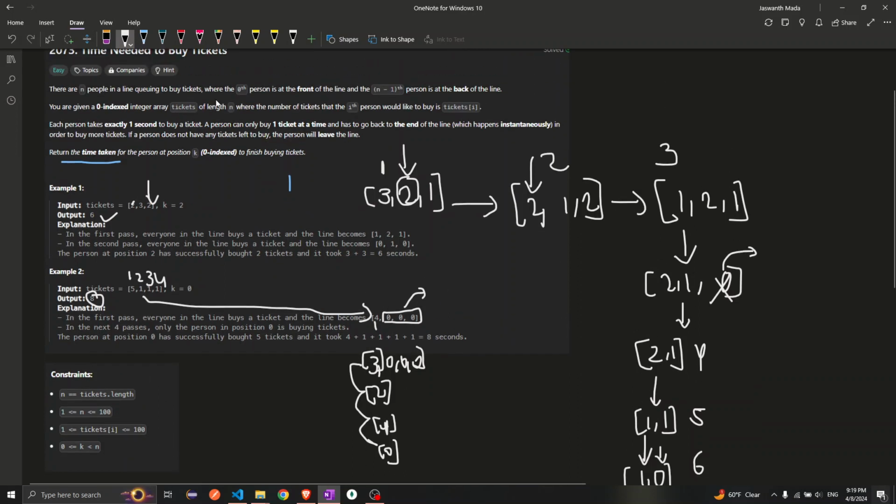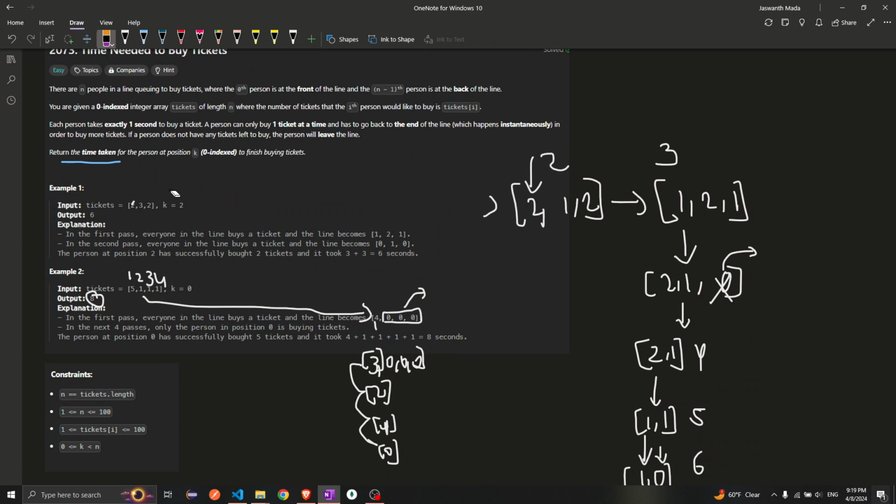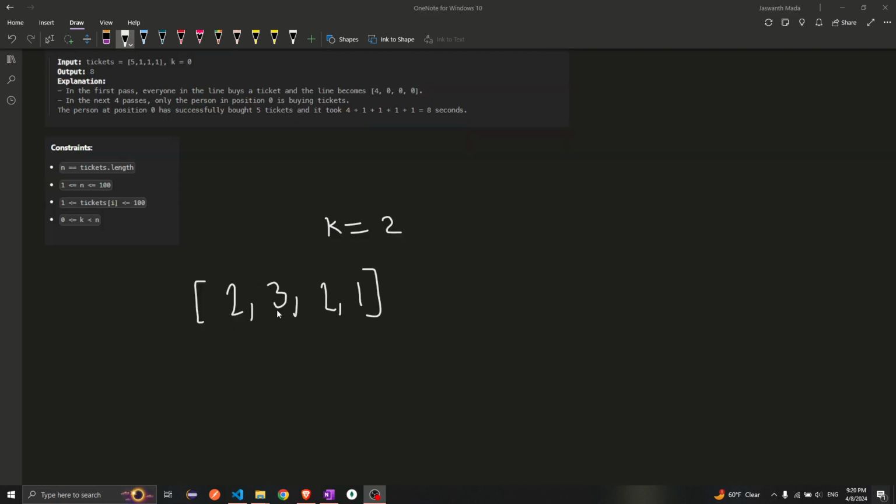So how are we going to solve this? What I thought was, let's look at this example to get a better idea. We're having k as 2 and we're having this array. These are n people, there are 4 people who want to buy this number of tickets. Right now we're focusing on the second person, index 2, this person. We need to tell how many seconds this person will take to buy.